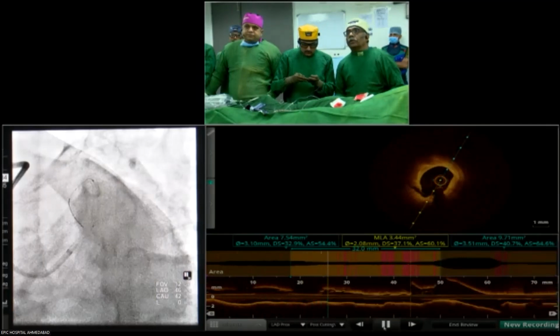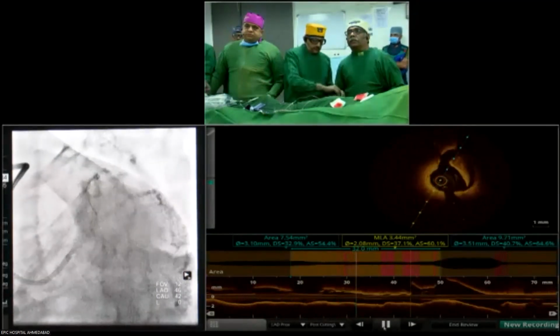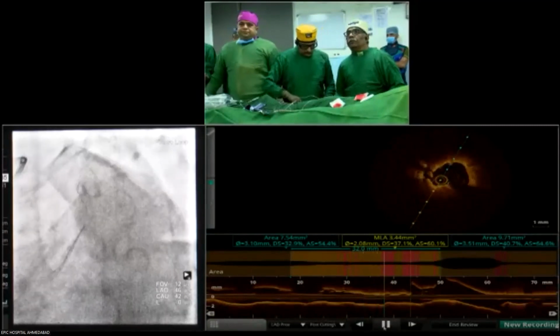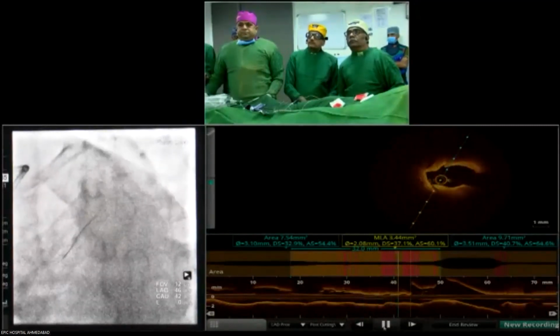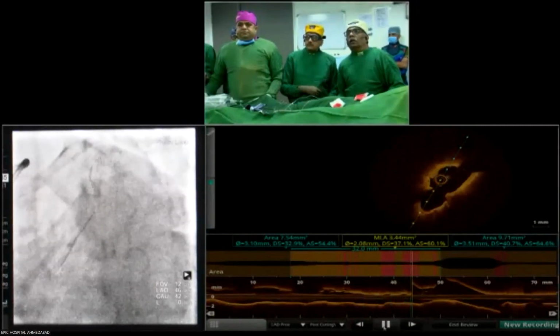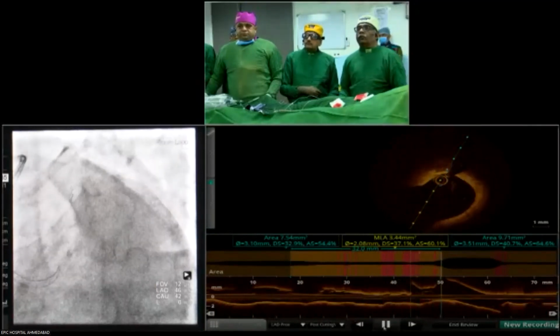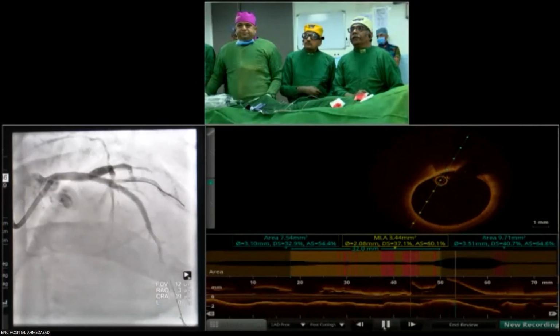Okay, so this stent was inflated at around 12 atmospheres pressure. Next. So then we again rewired the diagonal before post dilatation. You did a POT? Yes, we are going to do POT with a POT balloon of 4. Next. So we dilated the distal segment.